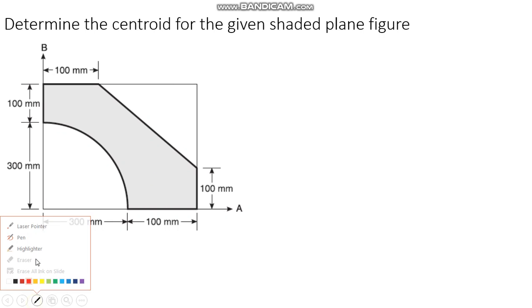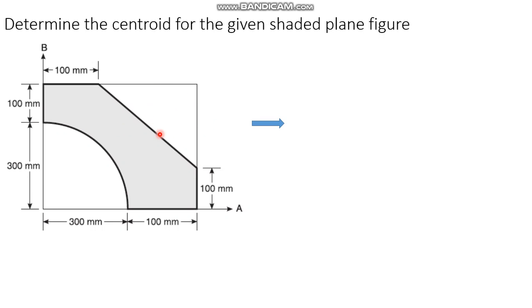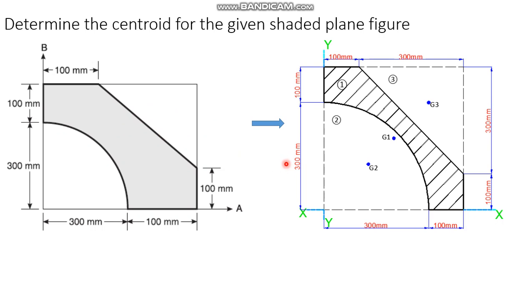First, a rectangle of 400 mm by 400 is given, out of which a quarter of the circle is deducted with radius of 300, and a right angle triangle of base 300 by 300 is deducted in this. So you have to first find out the CGs of this. The first rectangular area we'll take as positive area, out of which A2 is the quarter of the circle, we'll deduct that area, and A3 is the triangle portion, which we also have to deduct.